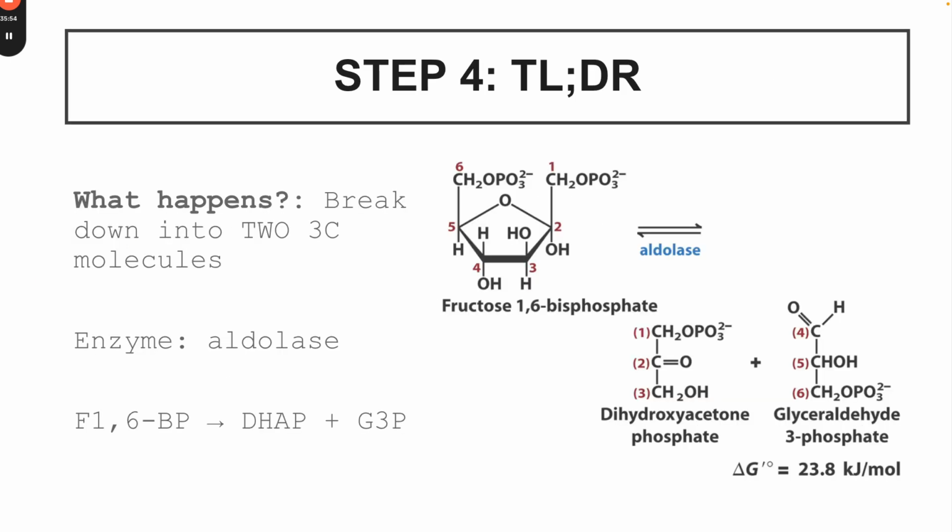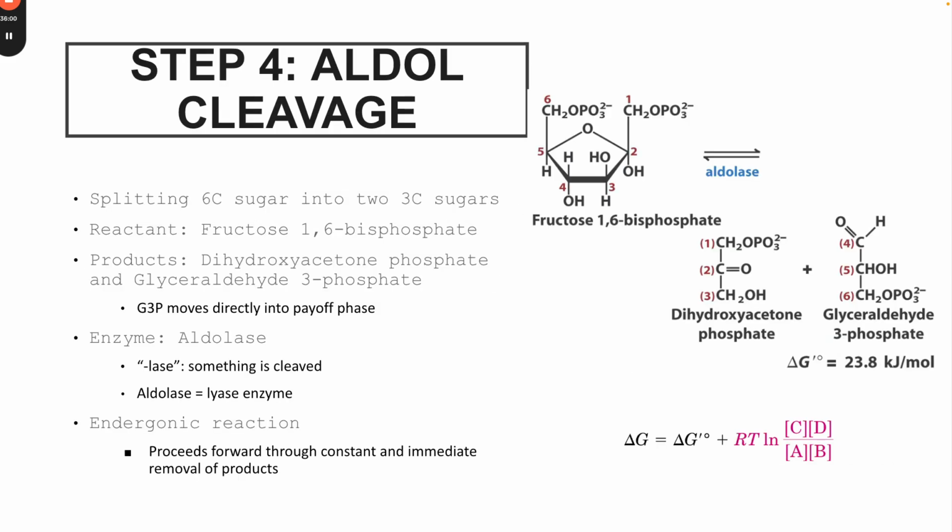Okay. Step 4, I'm going to skip this slide. So step 4, we have the splitting of a 6-carbon sugar into 2 3-carbon sugars. So the reactant is fructose 1,6-bisphosphate, same as the step before. And then we have dihydroxyacetone phosphate and glyceraldehyde 3-phosphate as our products. G3P is what makes the cut. DHAP does not make the cut. So we have to change that in the next step.